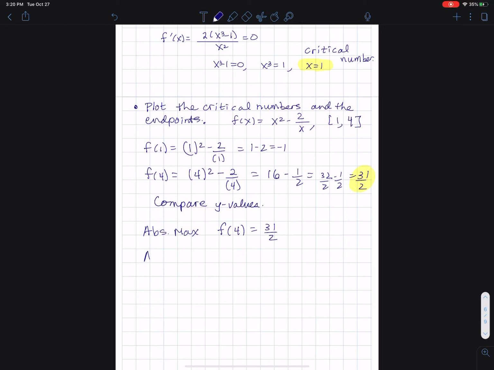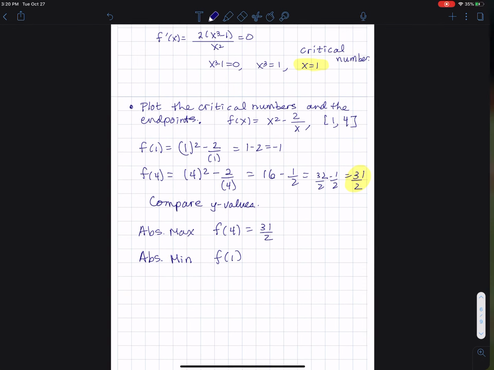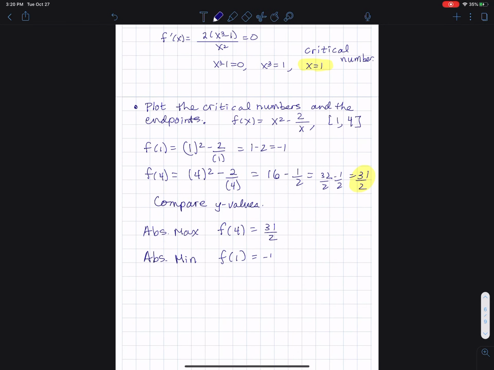And especially since 1 and 4 are integers, I think the calculator would find those numbers. But what if the critical number is like square root of 2? Would the calculator find that? I think it would just find a decimal approximation. So we compare negative 1 and 31 over 2, and we just look to see which one's the greater and which one's the lesser number.